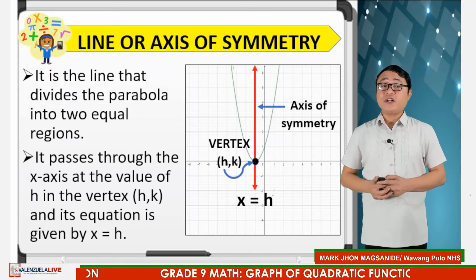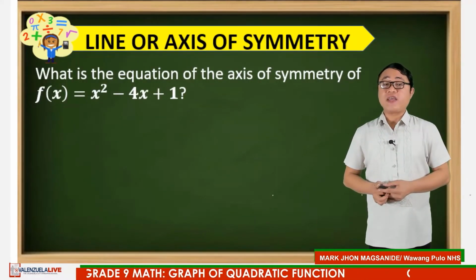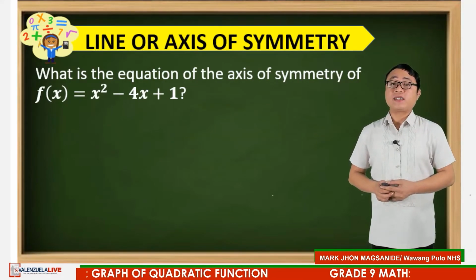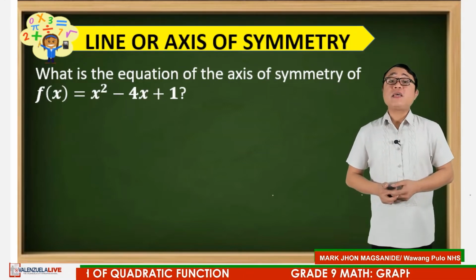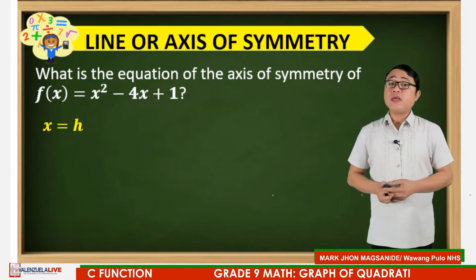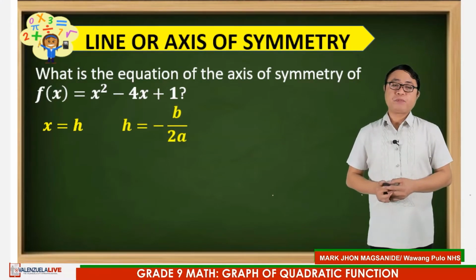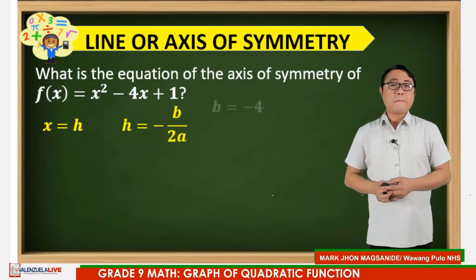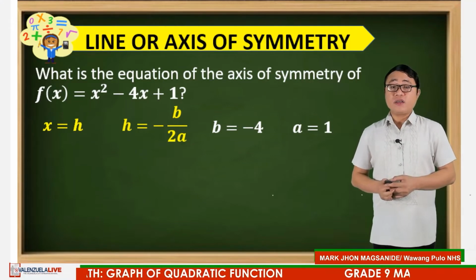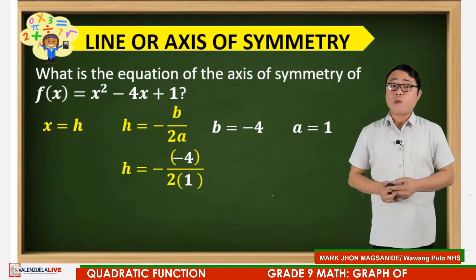Let us find the equation of axis of symmetry in this example. What is the equation of the axis of symmetry of f of x is equal to x squared minus 4x plus 1? Since the equation of axis of symmetry is x is equal to h, determine the value of h using negative of b over 2a. In the given quadratic function, b is -4 and a is 1. Substitute these values in the formula. B is -4 and a is 1.